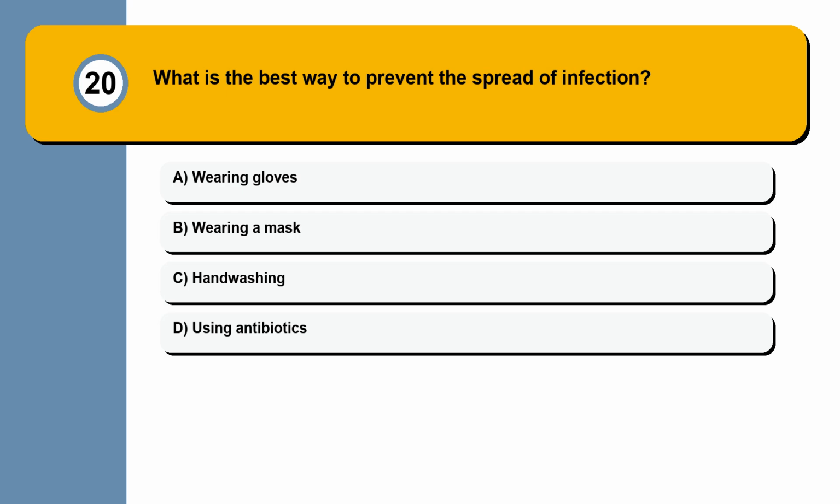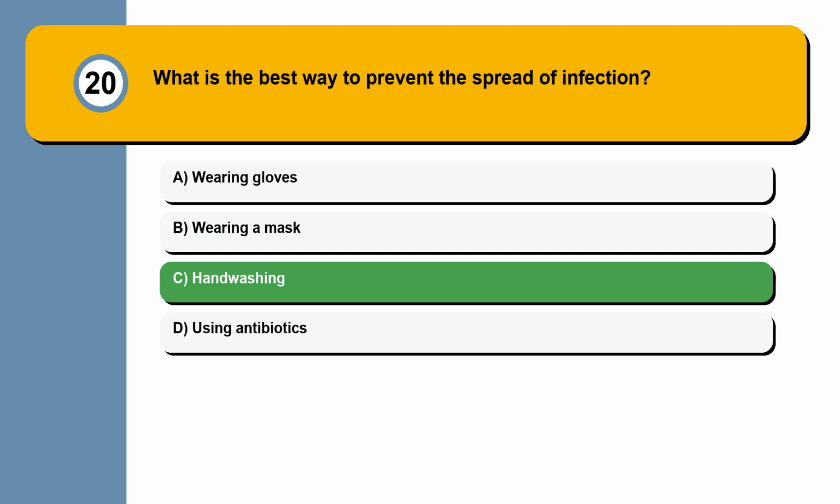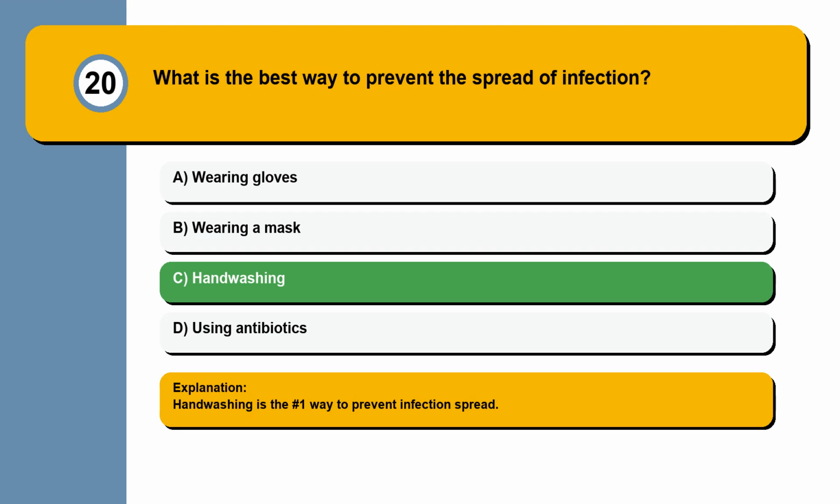Question 20. What is the best way to prevent the spread of infection? Wearing gloves. Wearing a mask. Hand washing. Using antibiotics. Hand washing is the number one way to prevent infection spread.